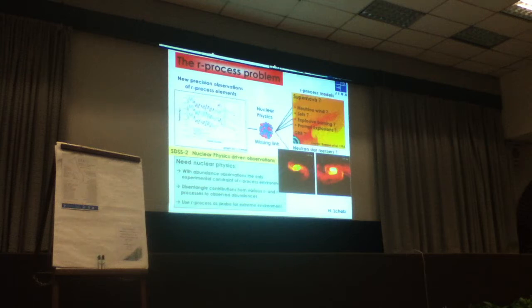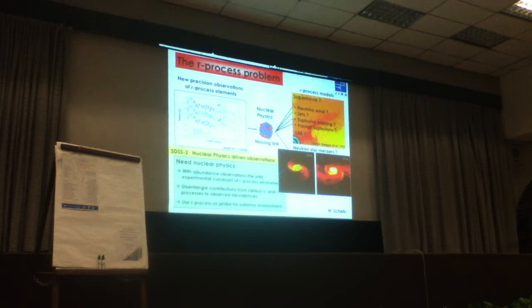What's missing is knowledge of the nuclear physics for some of these nuclei that we don't know anything about in the laboratory. So understanding what these nuclear properties are, we'll be able to narrow down this list of potential sites for something like the R process to happen. Some popular ones are neutron star mergers, supernovae, neutrino-driven winds of supernovae, and so on.